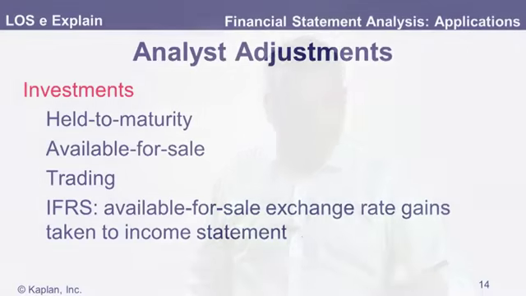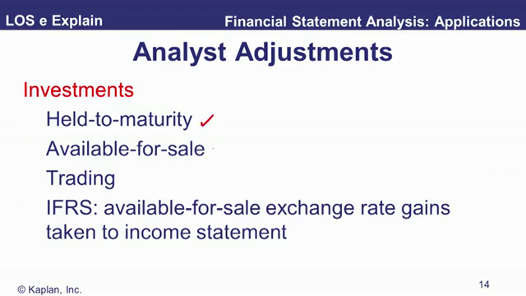So what kind of analyst adjustments might we need to make? Well, of course, if we're comparing two companies, then we need to look at their financial assets. These are their passively held assets, and here they are: held to maturity, available for sale, trading. Remember, held to maturity, amortized cost in the balance sheet; available for sale, fair value in the balance sheet, unrealized gains and losses directly into equity; and trading securities, what IFRS calls fair value through profit or loss, fair value in the balance sheet, but unrealized gains and losses hitting the income statement.